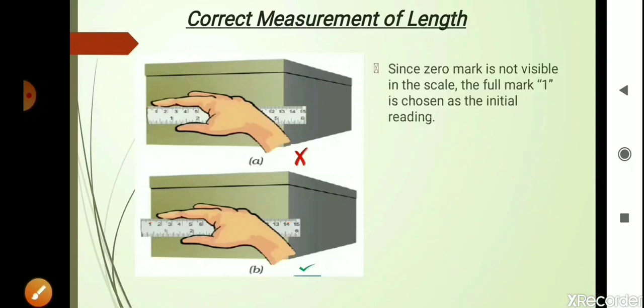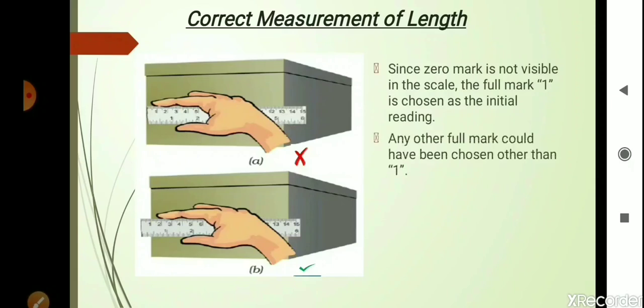So if the zero mark is not visible, the full mark that was chosen was 1 as the initial reading, and any other full mark can be chosen. Here we have chosen 1. We can also choose 2, 3 or any other full mark, but the measurement has to be adjusted according to the selection of the beginning point.